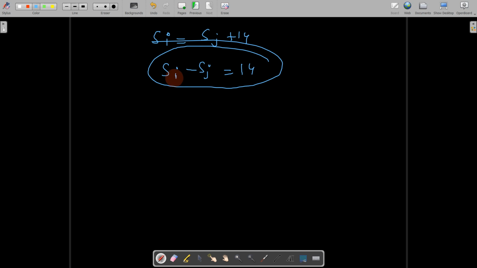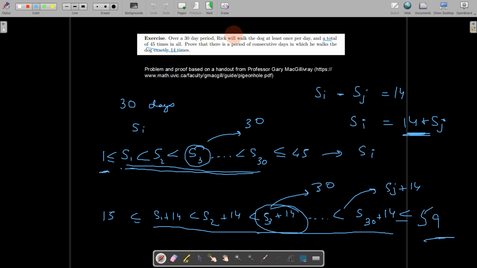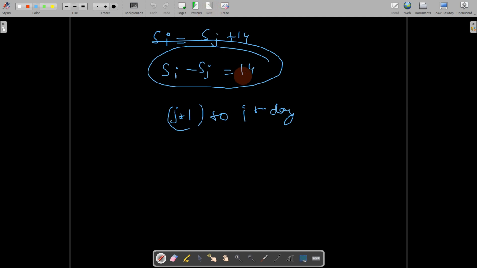So the period from the j plus 1th day to the end of the ith day consists of consecutive days where Rick will walk his dog exactly 14 times.